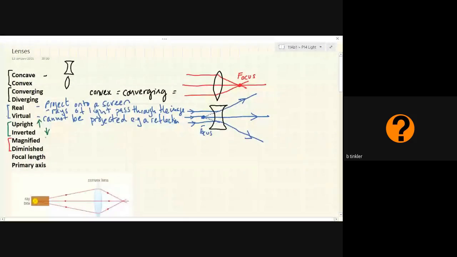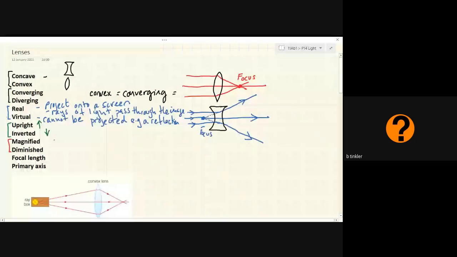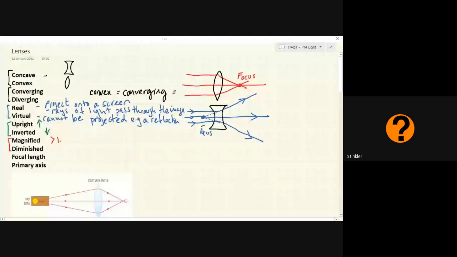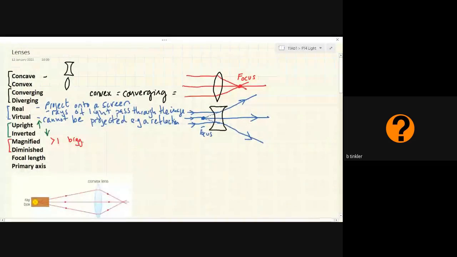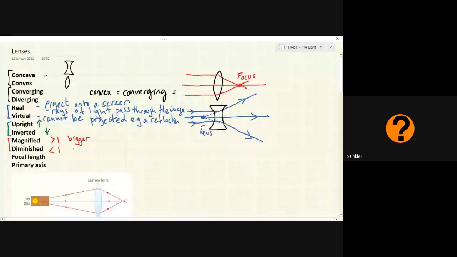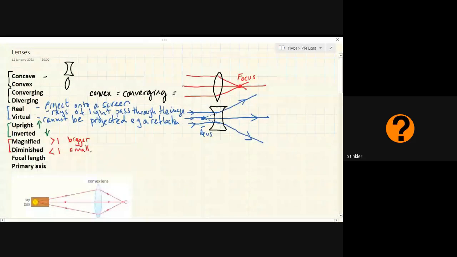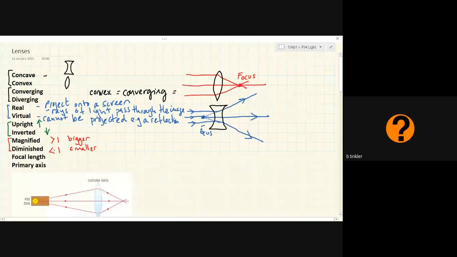Again, simple words. Magnification is how much bigger than real life it is. So magnified means a magnification of 1 or bigger. And diminished means less than a magnification of 1, and is smaller. We'll see how we calculate that in a minute.